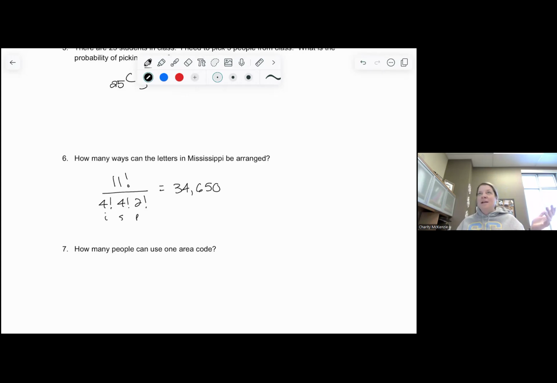Or like 5 people are running a race. How many ways can they get first, second, third, fourth, fifth? It would be 5, 4, 3, 2, 1. You multiply all the way down because you had all of them.